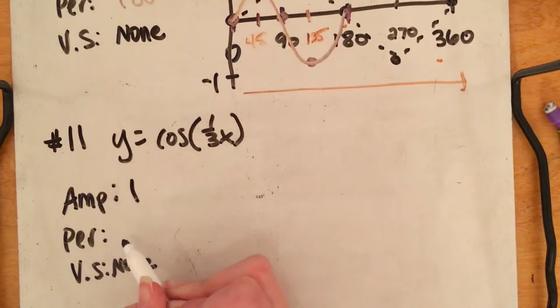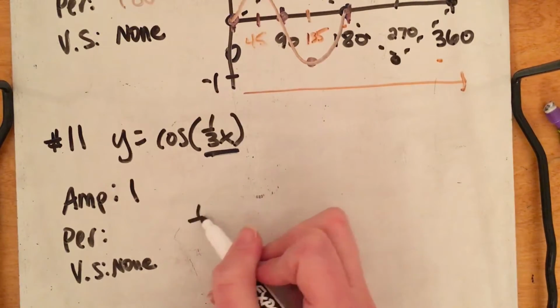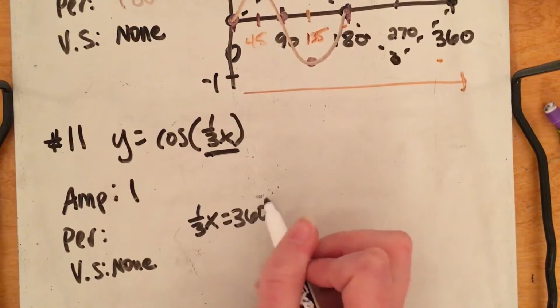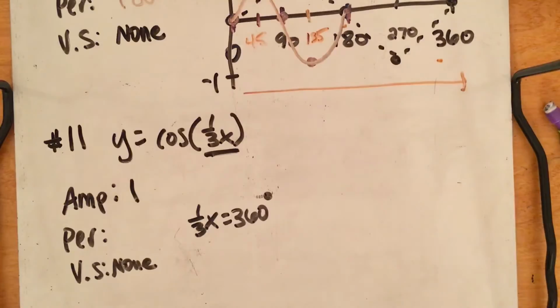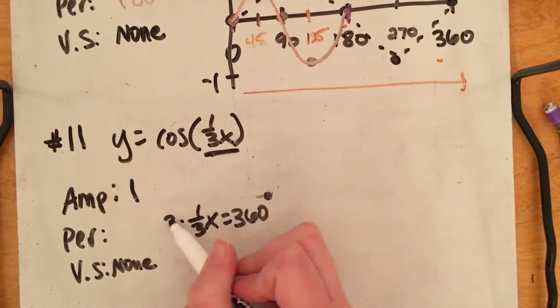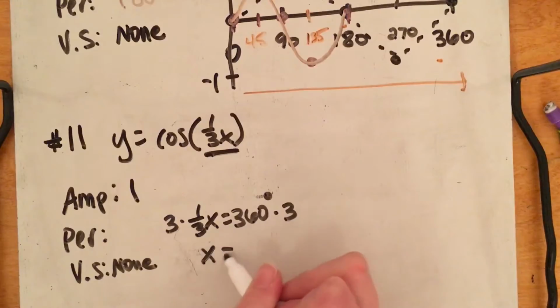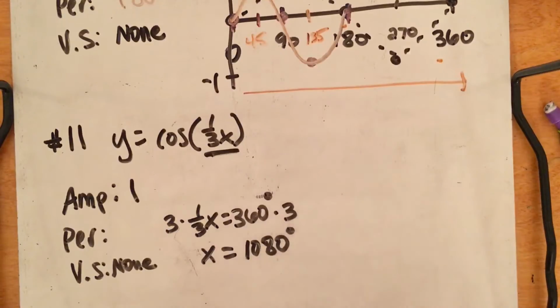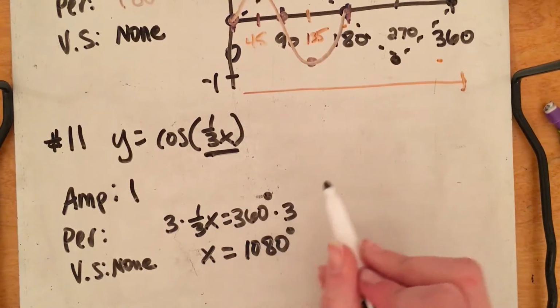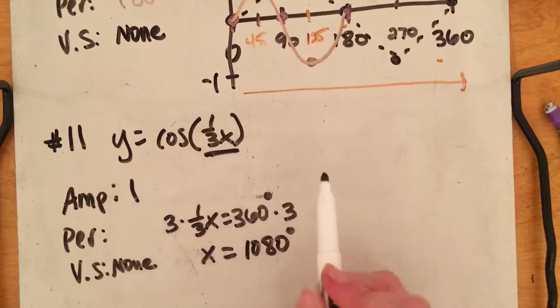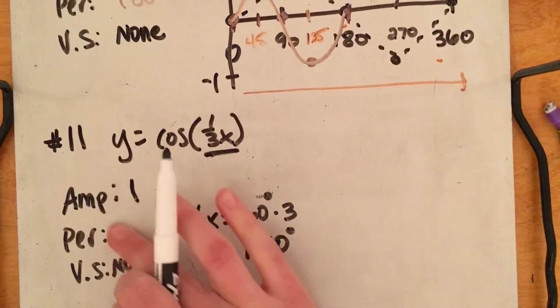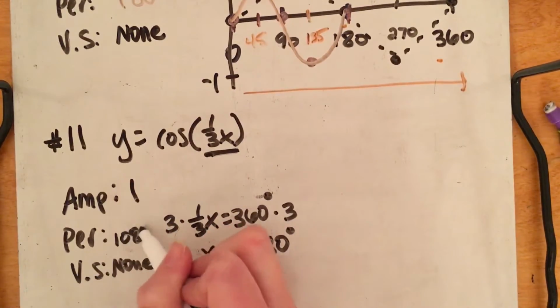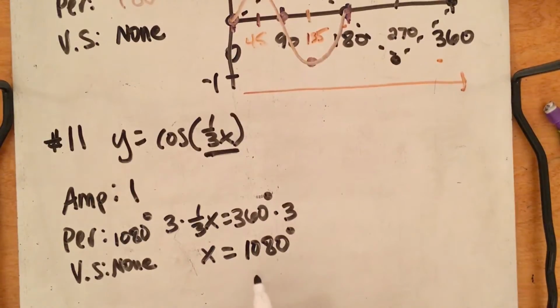So the period, we're going to set this stuff with the x equal to the normal period length for cosine graph, which is 360 degrees if we're in degrees. If we were in radians, it would be 2 pi. And I want to solve this for x, so I'm going to times 3 times 3. So I just get x on the left. 360 times 3 is 1,080 degrees. So that's how long it's going to take to do one up and down cycle, or in this case it's cosine, so up, down, and then back up again. So 1,080 degrees is our period. I knew I was saying something wrong. Okay, so that's how we found it.